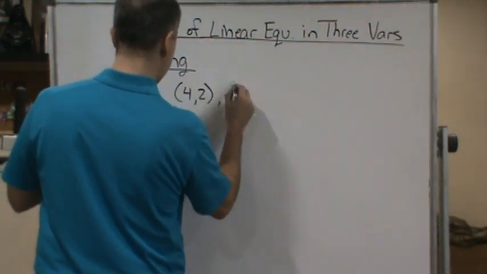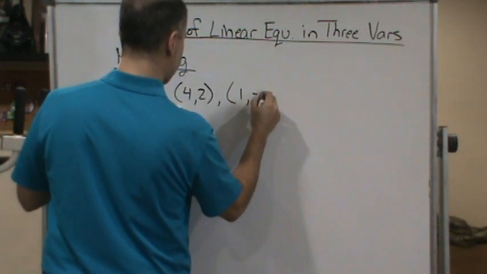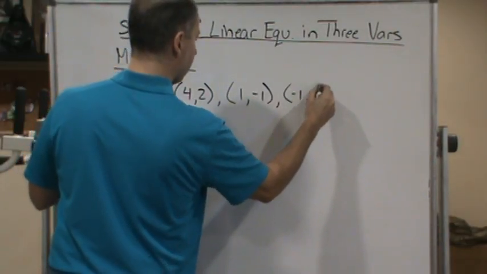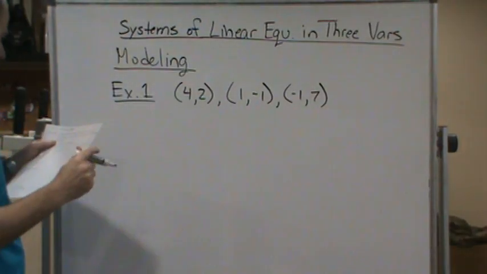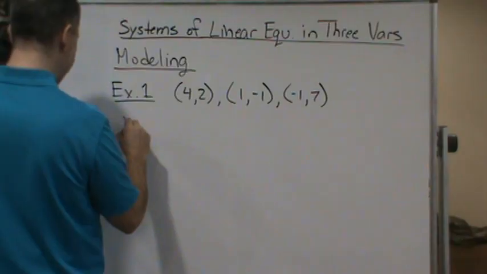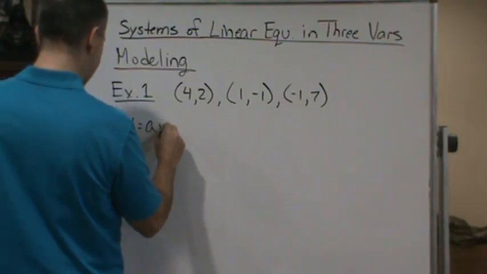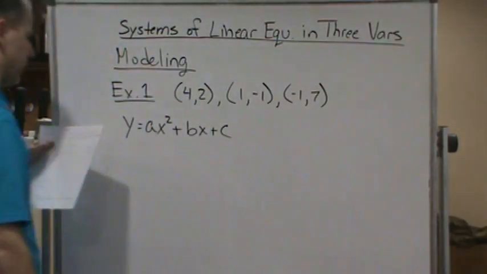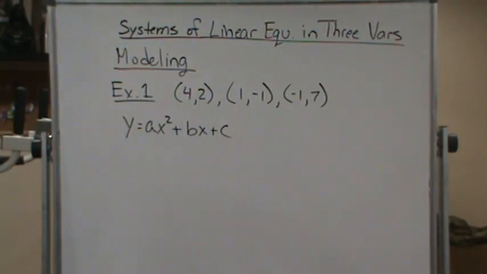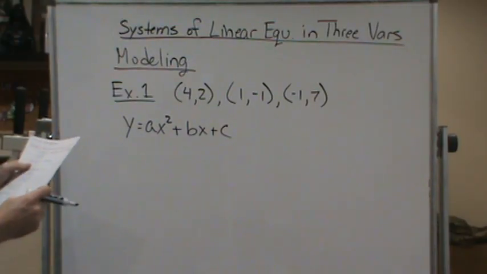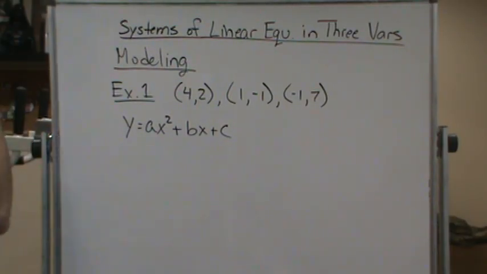4, 2, 1, -1, and -1, 7. Now, we want to find y equals ax squared plus bx plus c. We want to find a quadratic relationship that defines the parabola that goes through these 3 points. Okay? So, how are we going to do this?